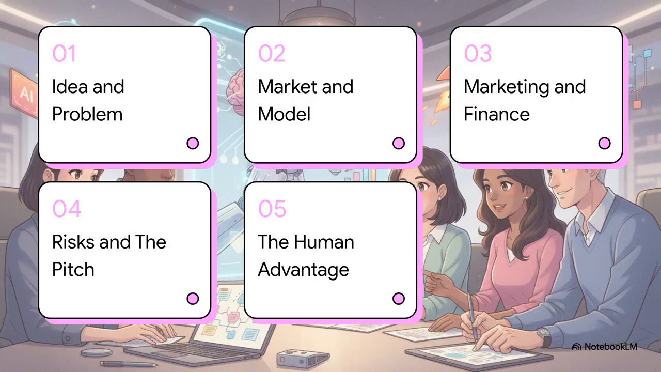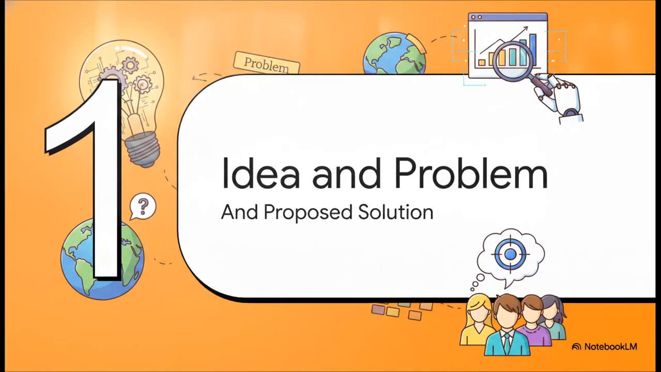We're going to cover: 1. Idea and problem, 2. Market and business model, 3. Marketing and finance, 4. Risks and the pitch, and 5. The human advantage. Starting right off with Section 1, Idea, Problem, and Solution.